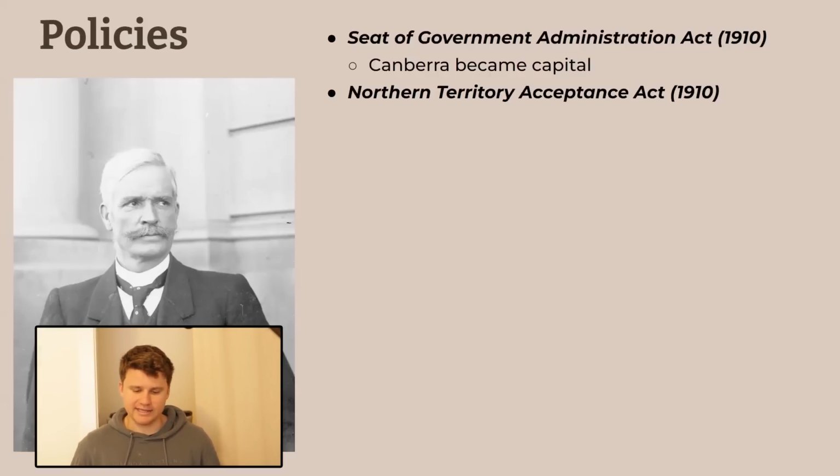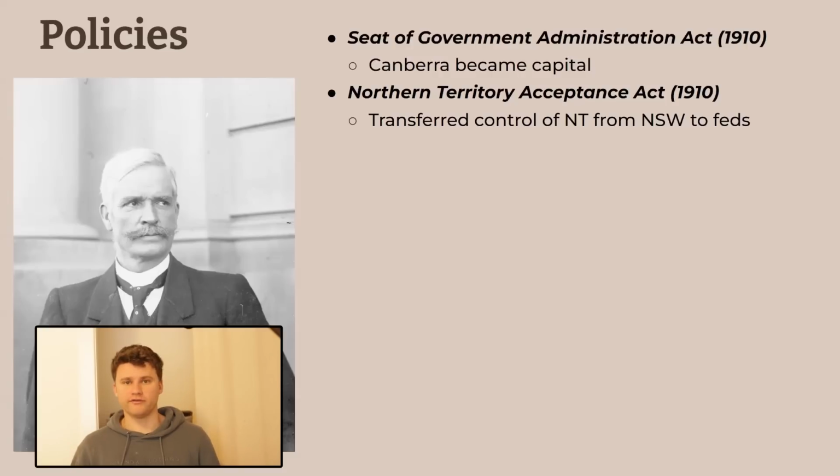But the next one is just a really bad one. I won't spend too much time labouring this one. The Northern Territory Acceptance Act, which meant that control of the Northern Territory went from New South Wales to the federal government. Northern Territory used to be controlled by South Australia before that, so it's gone through a couple of different hands, but now it's seen as being a federal territory.